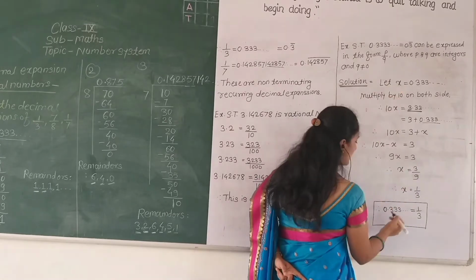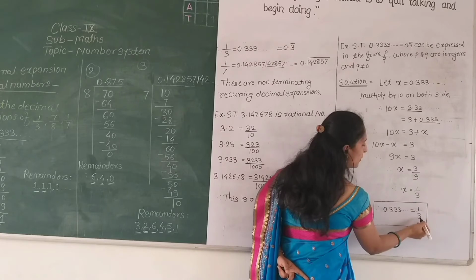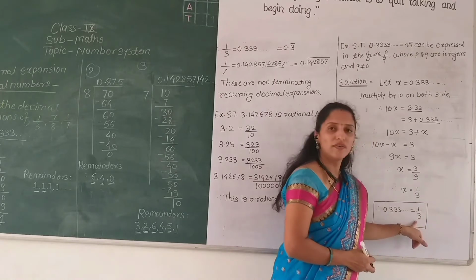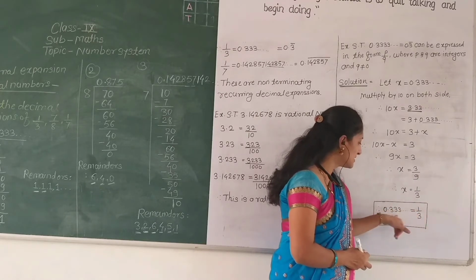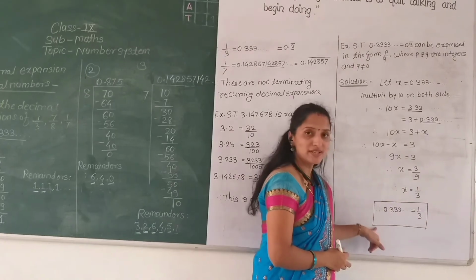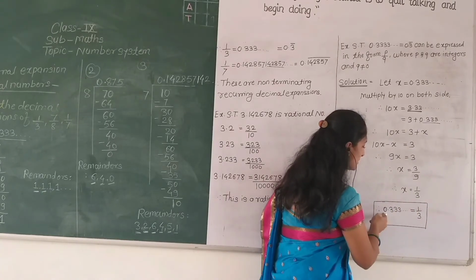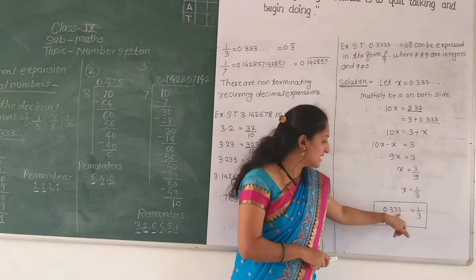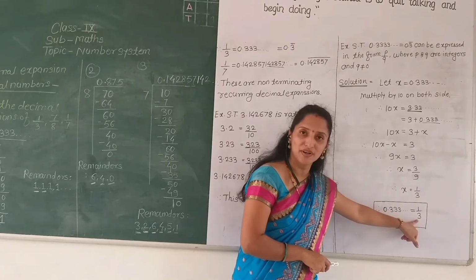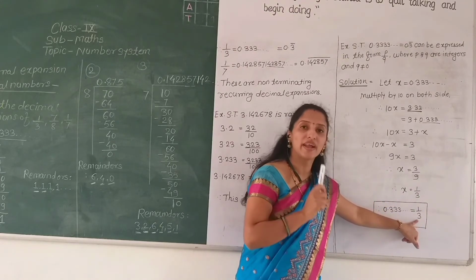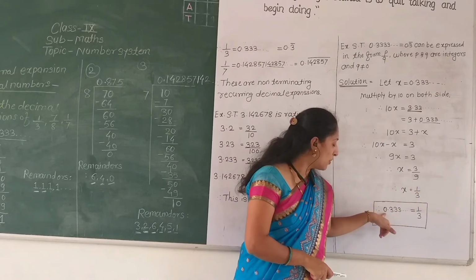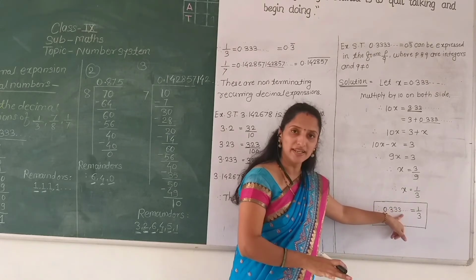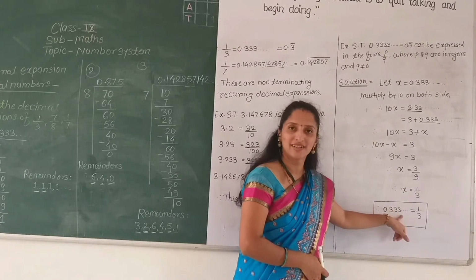That means the number 0.3333 is equal to what? 1 upon 3. So we can express this number in the form of P upon Q. That means this number is a rational number. So from this you can see that 1 upon 3, or this 0.333 decimal expansion, is a decimal expansion of a rational number. That means decimal expansions of rational numbers are either terminating or non-terminating and recurring. Okay.